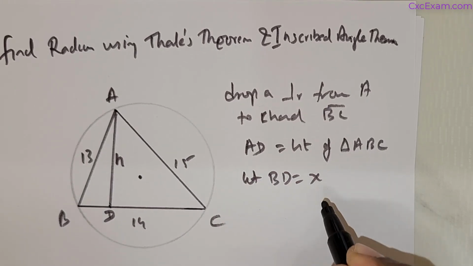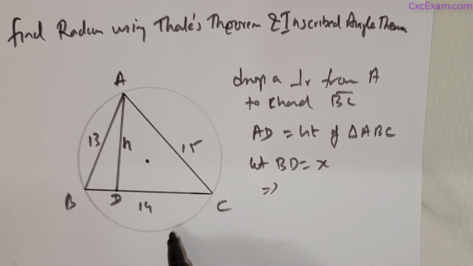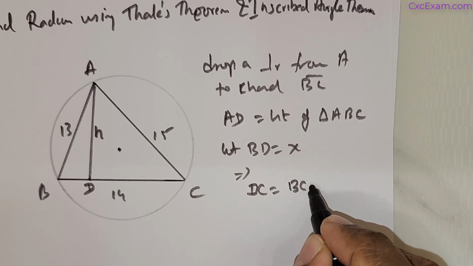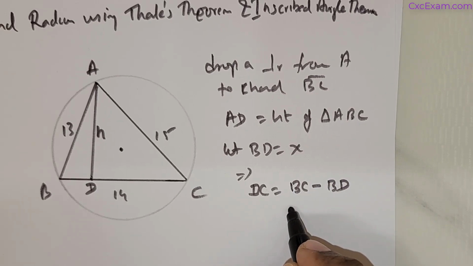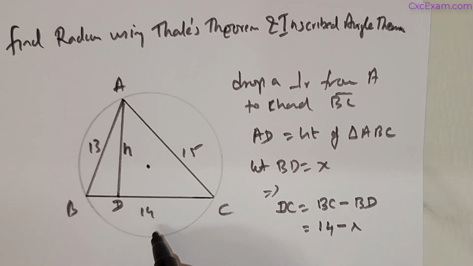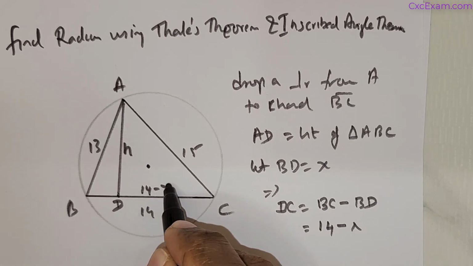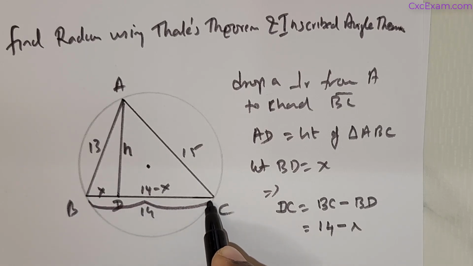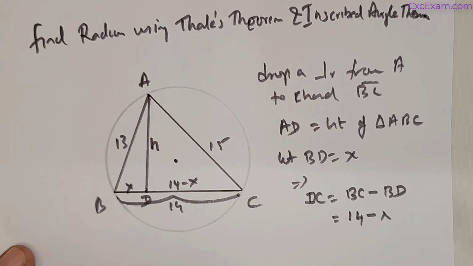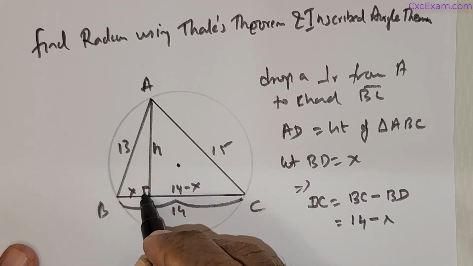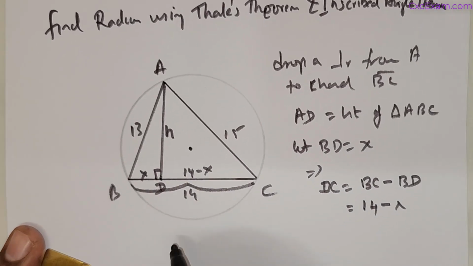Next, let BD be equal to X. So this means this entire length DC will be from BC you subtract BD. What is BC? BC is 14 units totally, and BD is X. So this distance is 14 negative X, this distance is X, and this entire length is 14. Okay, looks good. Now clearly the perpendicular dropped will hit the chord BC at 90.